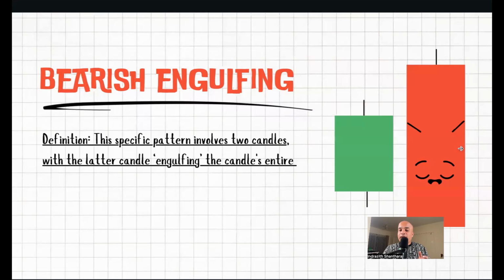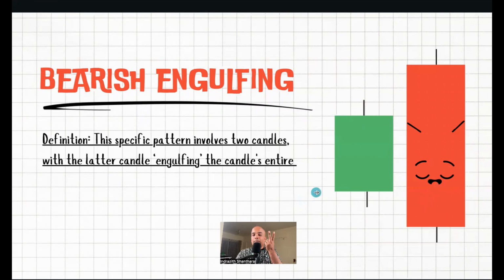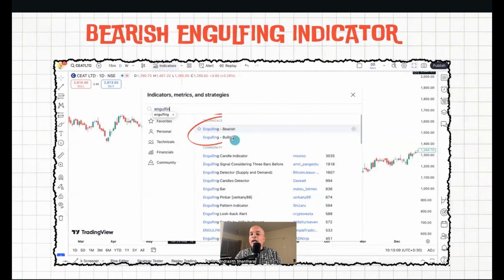Now, the fourth important candlestick pattern is bearish engulfing. This is the mirror image of the bullish engulfing. The first candle is a small bullish candle, and the second candle is a big bearish candle which engulfs the entire body of the first candle. It's very simple, friends. The first one is a small bullish candle, and the second one is a big bearish candle which engulfs the complete body of the first candle. So this is an example of a bearish engulfing. And once again, you can identify it with an indicator.